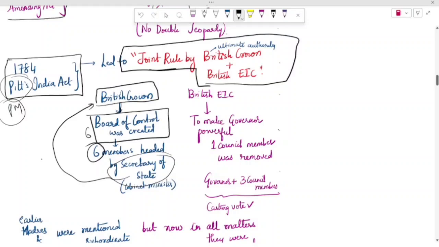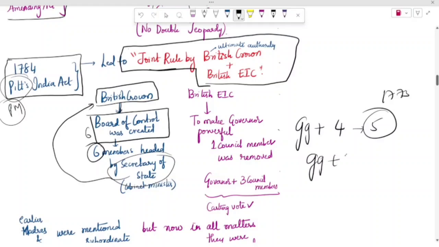The British Crown is made superior, or the ultimate authority, by which act? The 1784 Pitt's India Act. To make its authority supreme, the Crown created a board called the Board of Control to control the East India Company's affairs. In this Board of Control, there were 6 members headed by the Secretary of State, who is a cabinet minister. When it comes to the British East India Company, to make the governor powerful, one council member was removed. We have seen that there was the Governor General plus 4 council members, and they needed 5 votes previously in the 1773 Regulating Act.